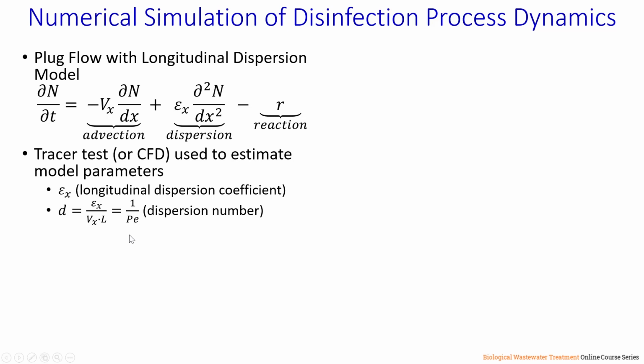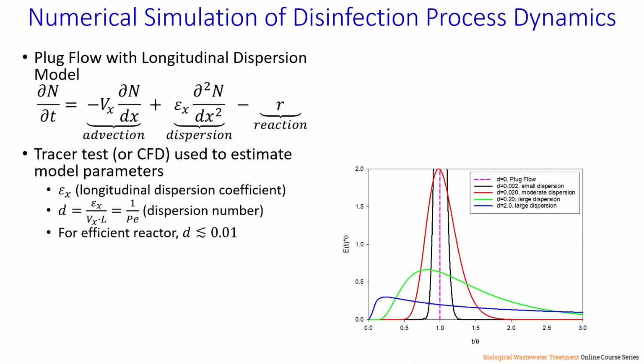Generally, we want the dispersion number in these systems to be relatively low. And for practical purposes, what that suggests is that the dispersion number should be less than about 0.01. The graph in the lower right illustrates normalized residence time distribution functions for various values of the dispersion number. And we can see that this yields a relatively narrow residence time distribution function for dispersion numbers that are less than 0.01, our design objective.